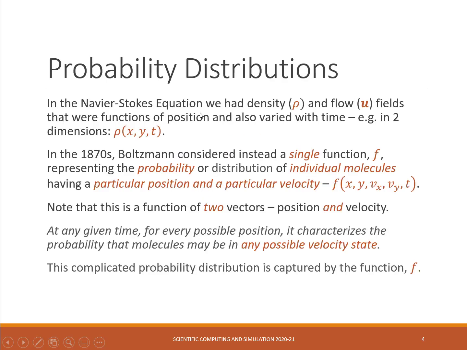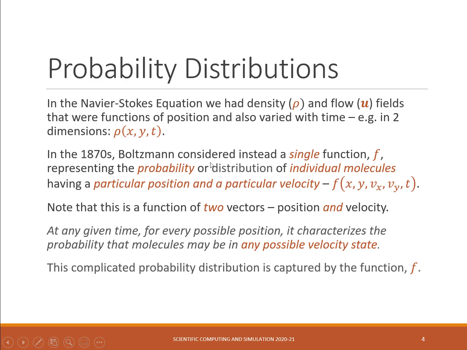As discussed last week, the Navier-Stokes equation mathematically characterizes fluid substances by a set of parameters such as density and velocity. These parameters are defined as functions of position and also depend on time. For instance, the parameter ρ determines the density of a point located at a position x and y at a given time t. In the 1870s, Boltzmann introduced another model for complex fluid systems.